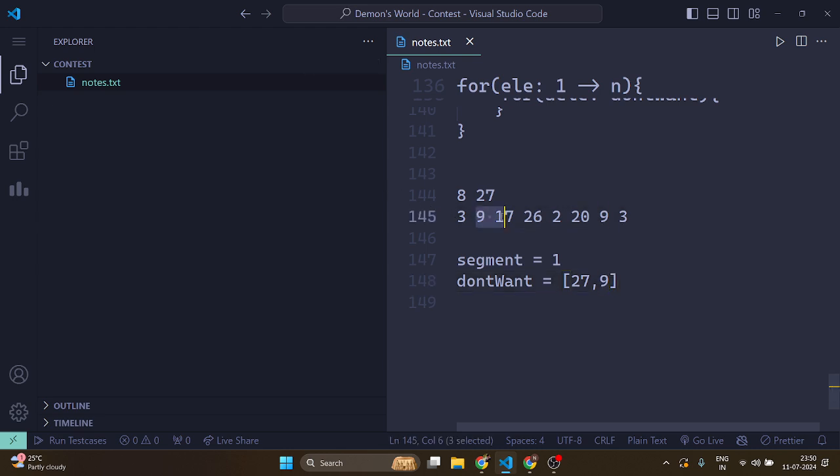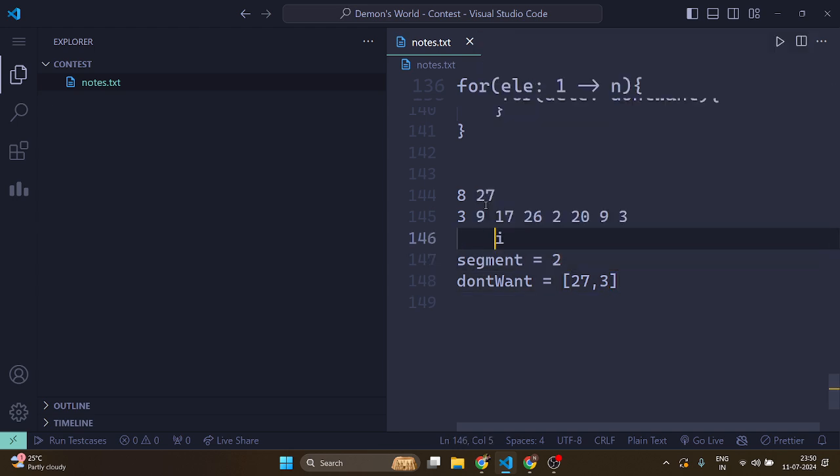Oh, I got 9. I cannot include it here. So I'll empty the don't want list, increment the number of segments. I'll insert 27 in my don't want list and also insert 27 upon 9, which is 3, in my don't want list. Now I'm on 17.